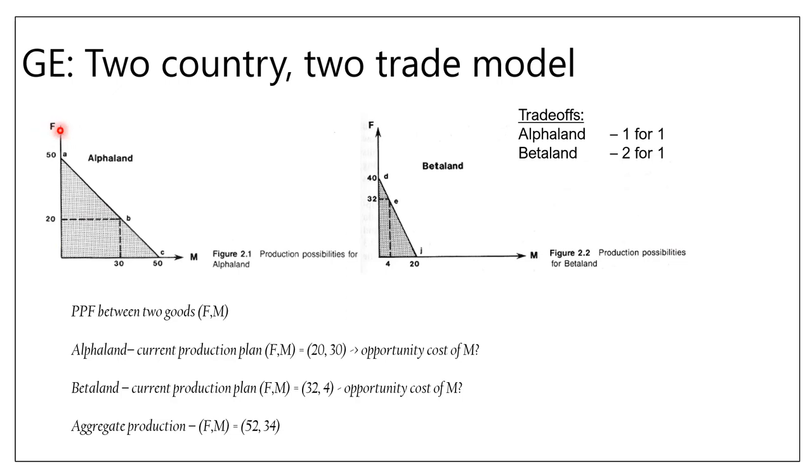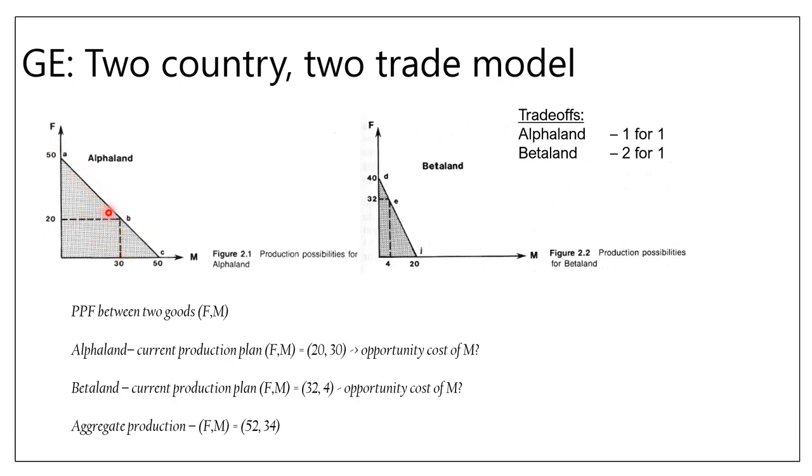So you get two goods, F and M. Think of those as food and manufacturers, or food and maybe machines. And this is the production possibilities frontier. It says that you could make any combination on this line or inside of this line of food and machines. And they are currently choosing to produce point B. So they make 20 units of food, 30 units of machines.